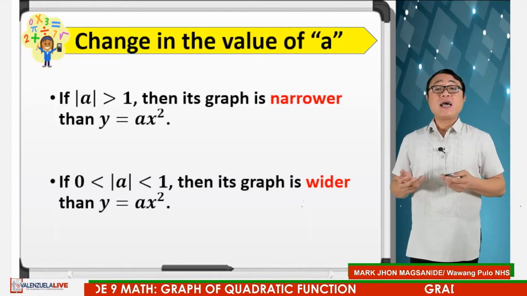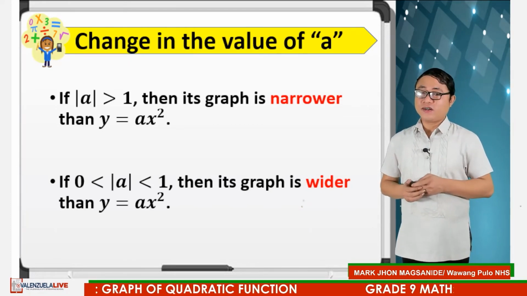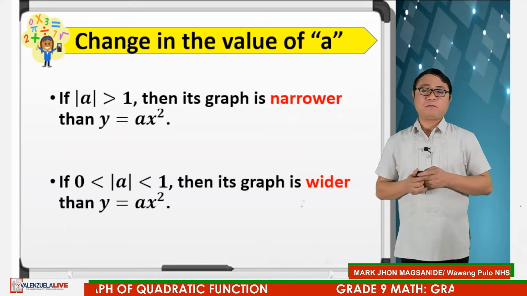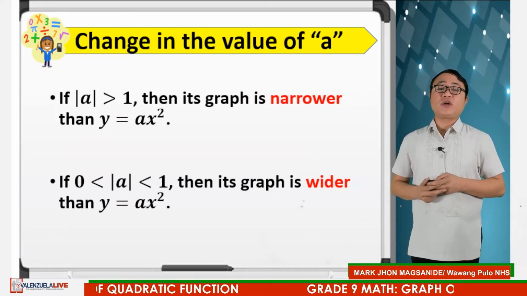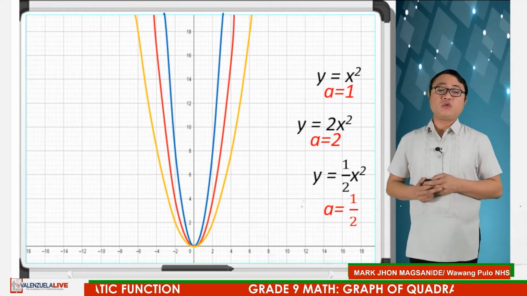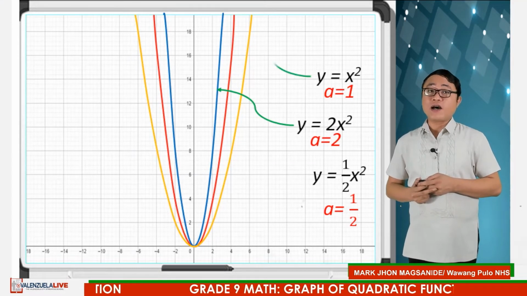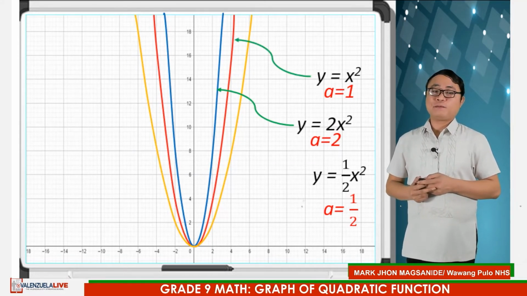Which means as a approaches 0, but will never be equal to 0, the graph widened. In our previous illustration, it showed that the graph of y is equal to 2x squared is narrower than the graph of x squared.